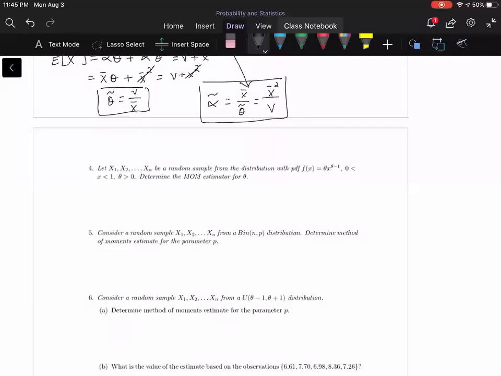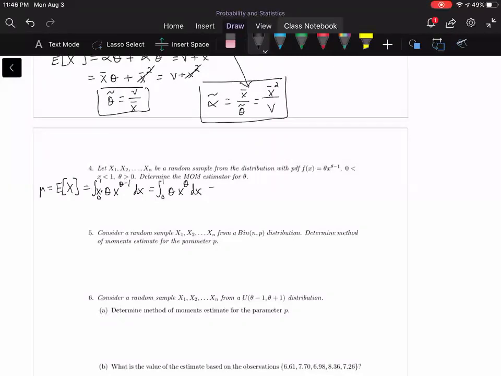So mu is the expected value of x, which, since this is a PDF, it's continuous. So this is the integral from 0 to 1 of theta x to the theta minus 1 power dx. And you're multiplying x in there. So that's just part of the definition of the expected value of x is the integral of x times the PDF, which is the integral from 0 to 1 of theta times x to the theta dx. And this is just a polynomial. Remember that your variable that you are integrating with respect to is x. So theta is some unknown constant.